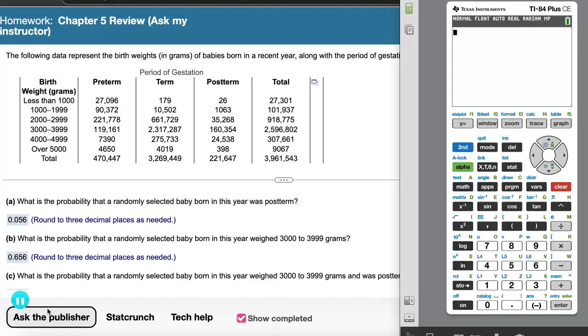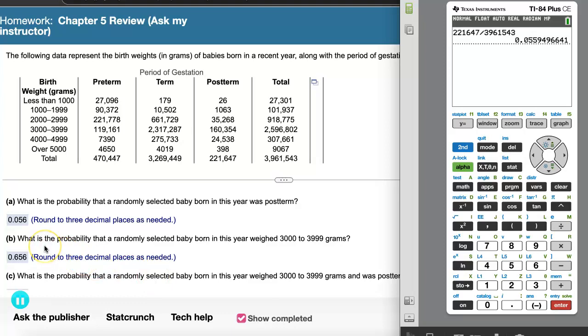In this example, we're going to compute several probabilities given this chart. The first part asks us to find what is the probability that a randomly selected baby born in this year was post-term. To do this, we need to grab two values, the number of post-term total and the total of all babies born. We divide those two values, and here is our probability.